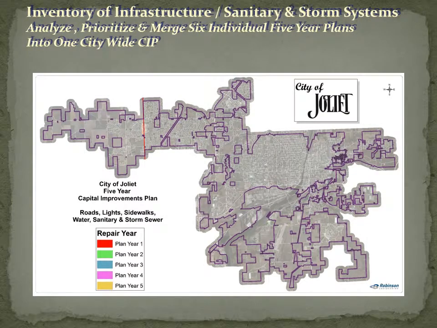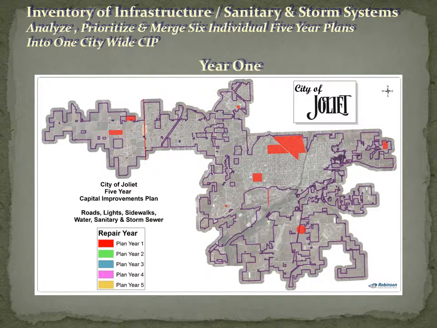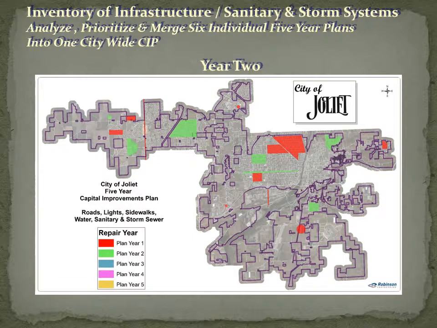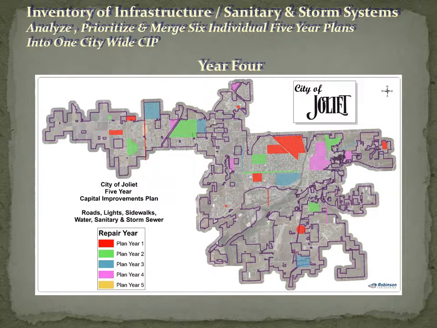Here we see what the citywide capital improvement plan for Joliet could look like as we turn on each year of the 5-year plan 1 year at a time. Year 1 repairs. Let's add Year 2. Adding the repairs for Year 3. Now add Year 4. Adding Year 5, we can now view the citywide capital improvement plan of Joliet for all infrastructure types at all locations for the next 5 years.